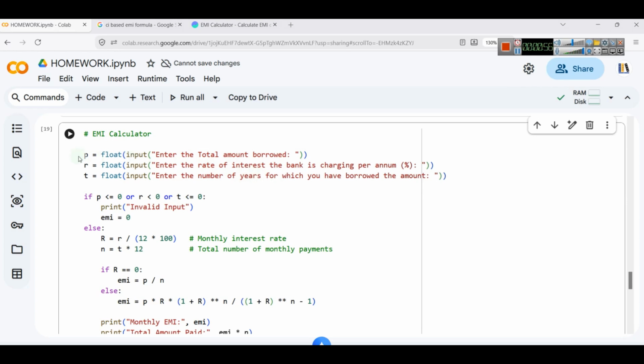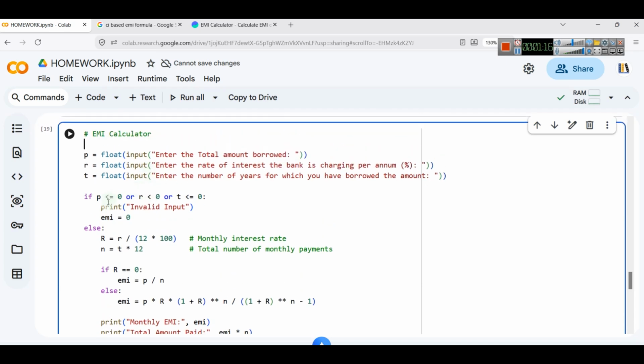So first you will calculate your principal, rate and time. Enter the rate of interest the bank is charging per annum in percentage. P is the total amount borrowed and T is the number of years. So this is basically simple input P, R, T.